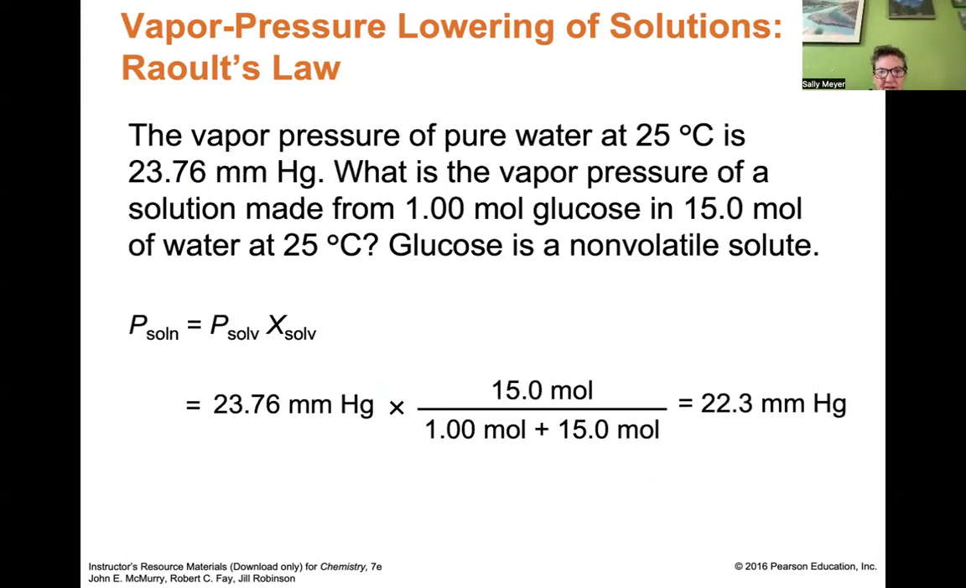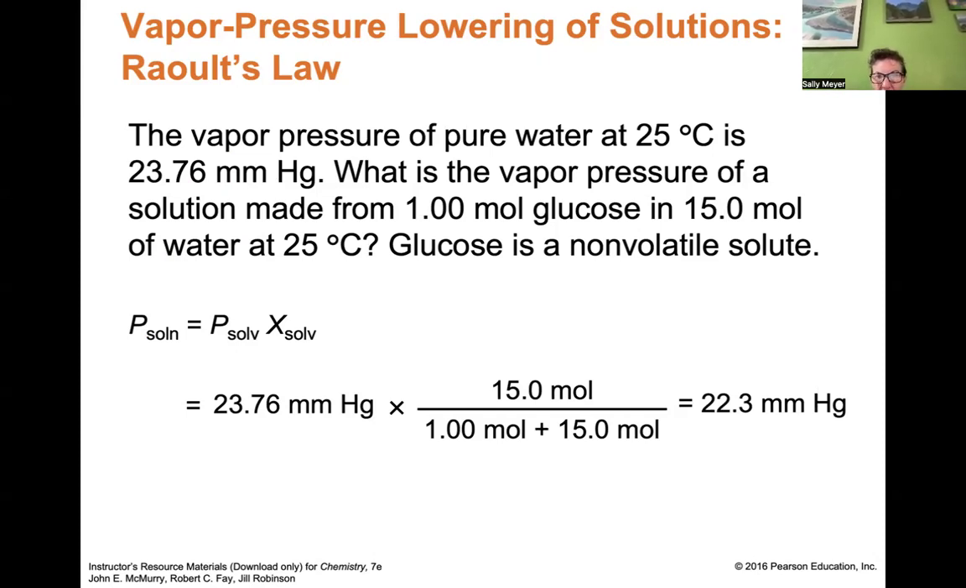So this says the vapor pressure of pure water at 25 degrees is 23.76 millimeters of mercury. What's the vapor pressure of a solution made with 1 mole of glucose in 15 moles of water? Glucose is not volatile, so glucose will not go into the gas phase. So we need to figure out the mole fraction.